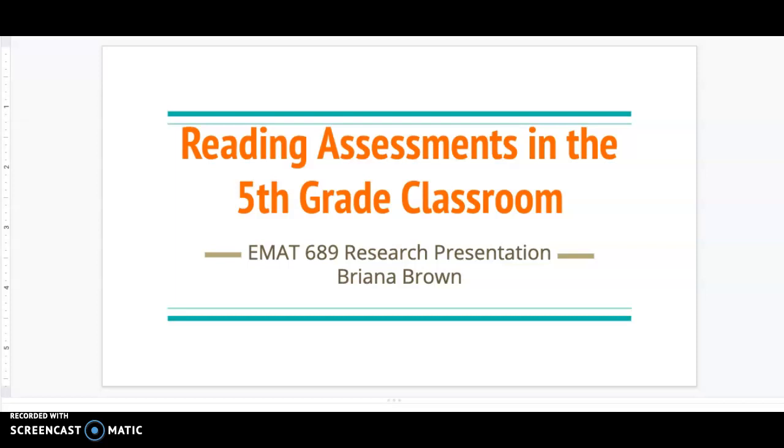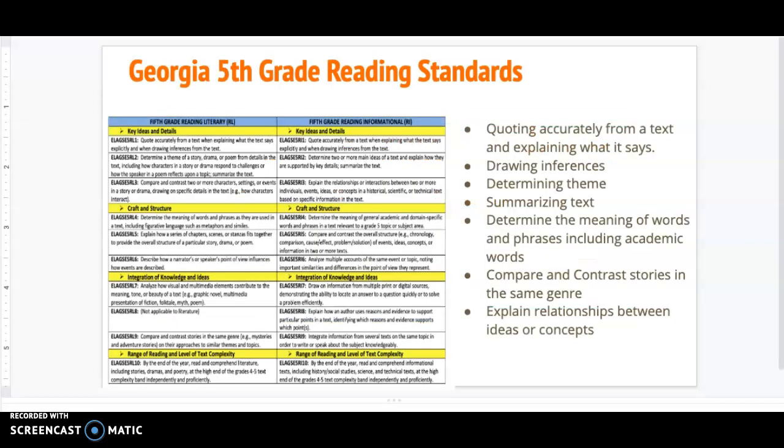Today we're going to be looking at reading assessments in the 5th grade classroom. So in Georgia, the standards for language arts are all together. However, we're just looking at reading today.